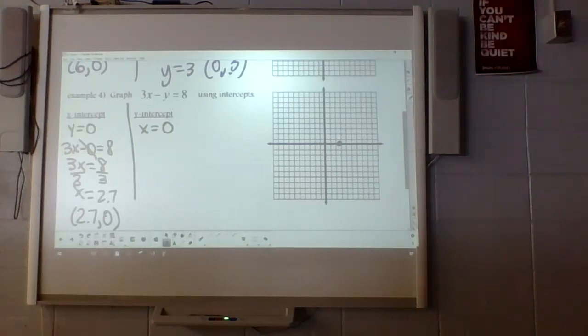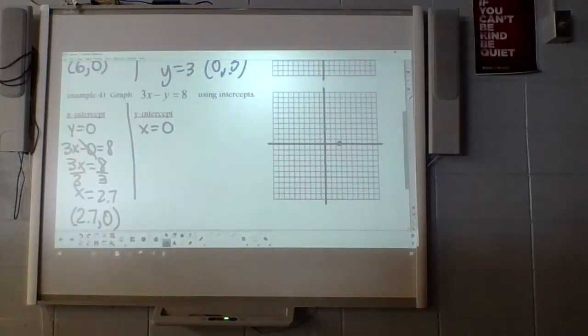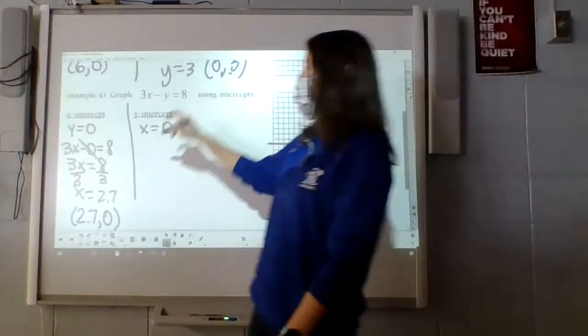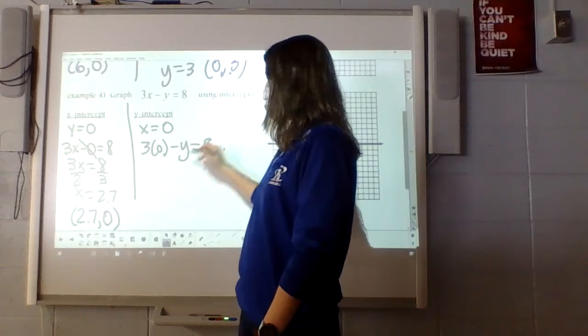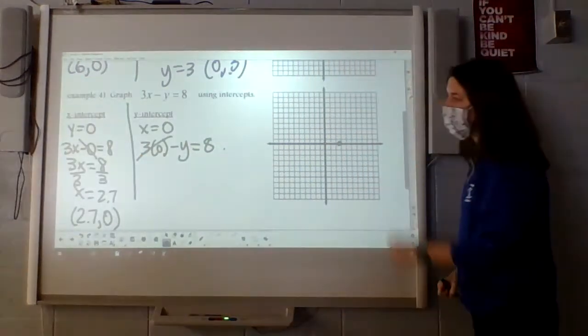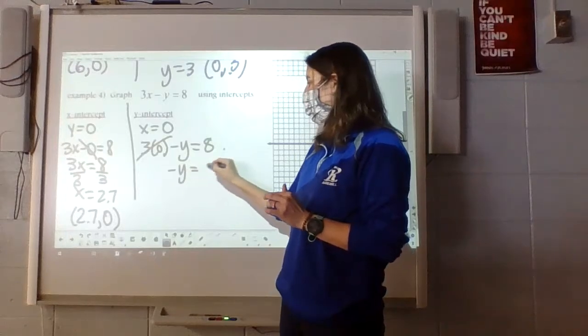So that one does not work as nice. So this is a circumstance where I'd be like, this isn't my favorite, this method doesn't work all the time so nicely. So now I'm going to put the 0 in for x. So that's going to go away. So the y isn't so bad though, but this is a negative y equals 8.